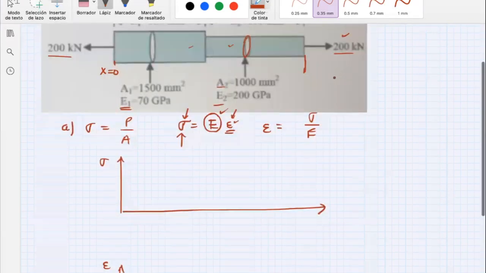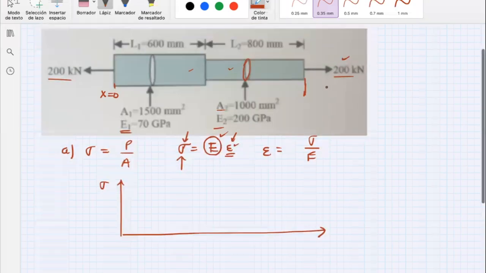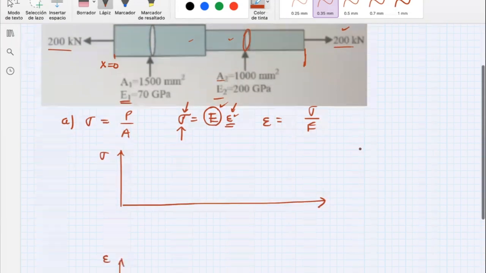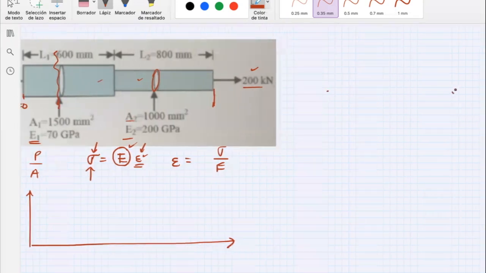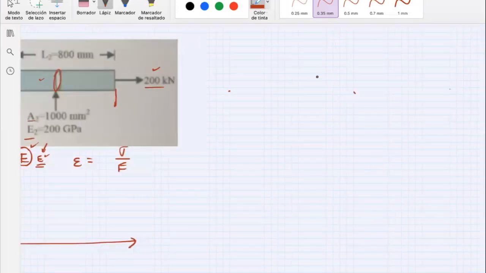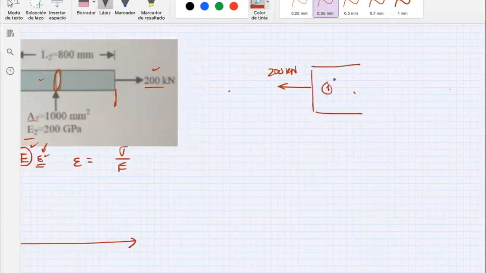I'm not going to talk a lot about the theoretical part. It's just to do this problem, and it's actually a simple one to do. Okay, so let's just start with this part. What I'm going to do is break apart this section of the rod. If I move over here, you have your 200 kilonewtons going to the left, then you have your section 1. Remember, this has its A1, and then I break it apart.